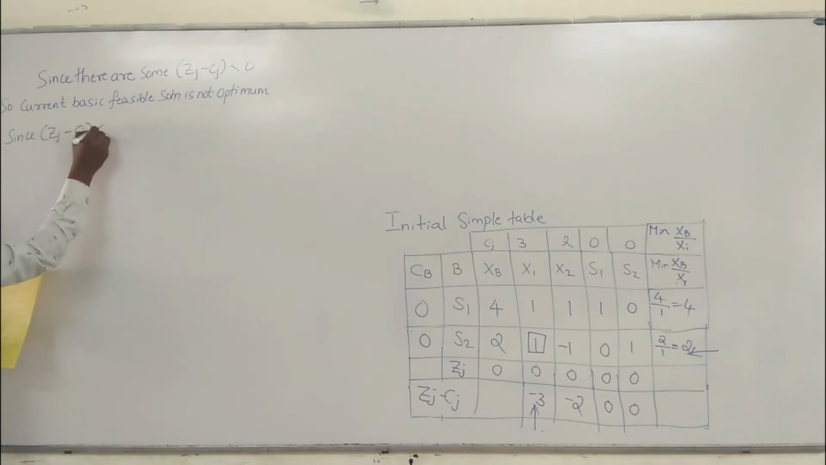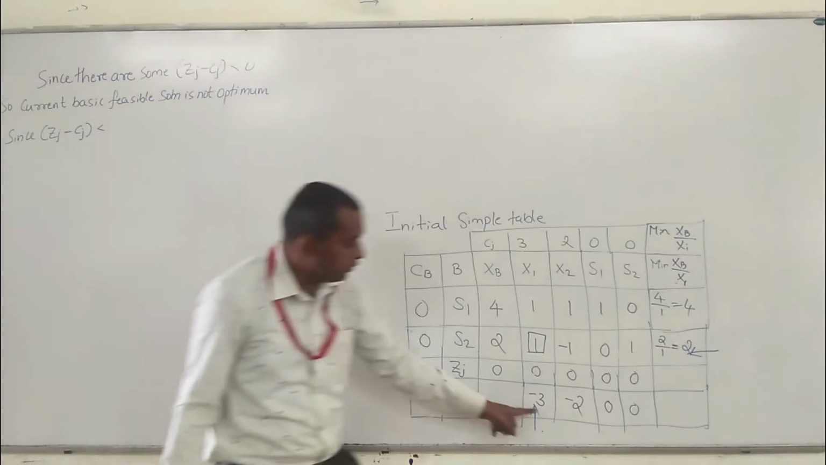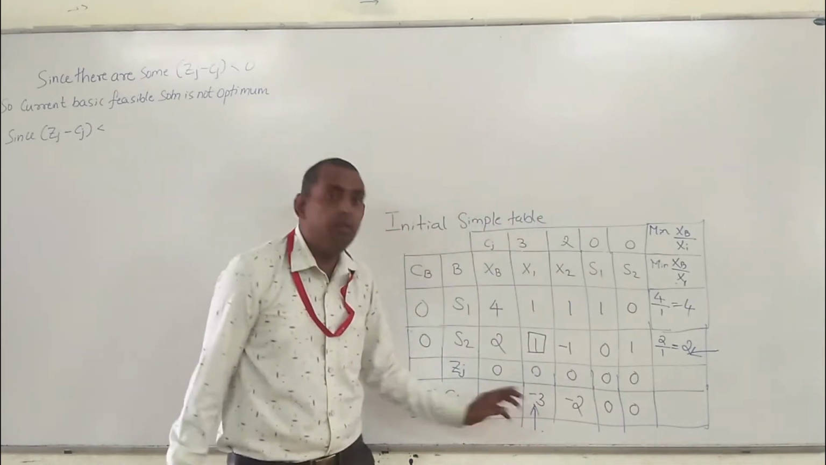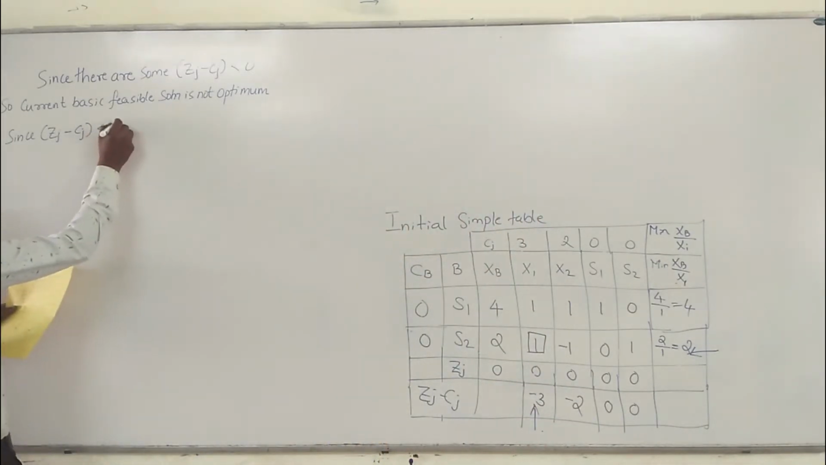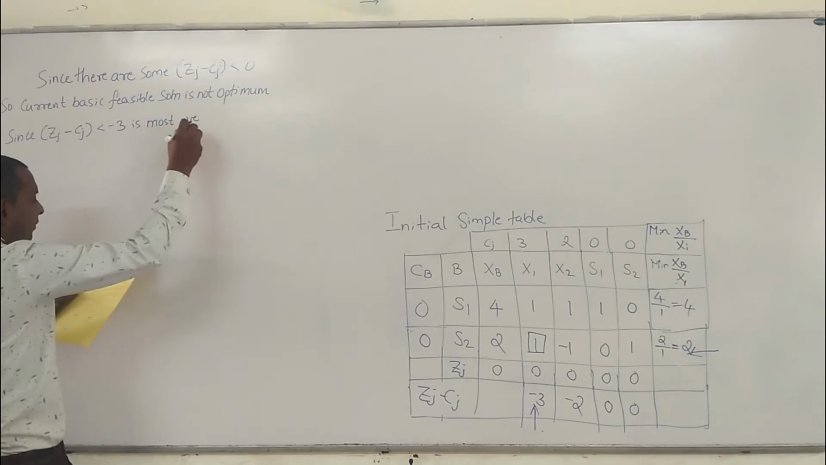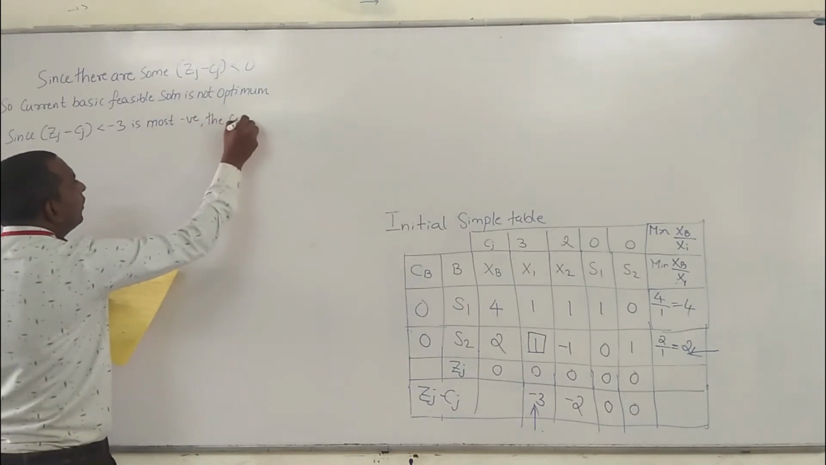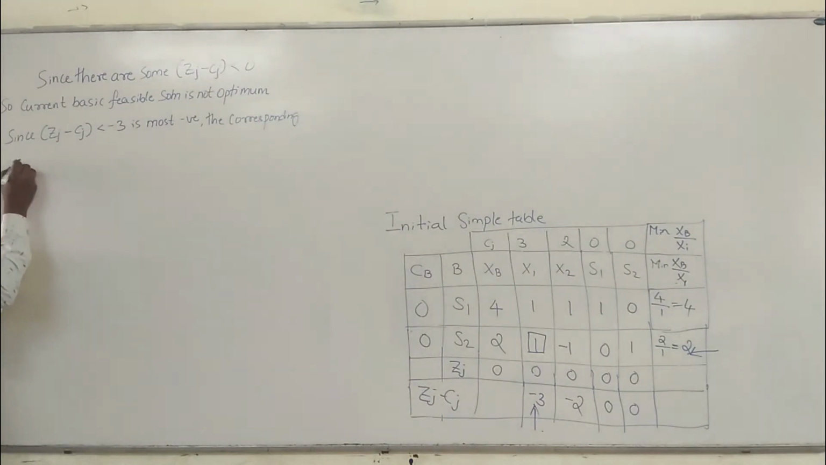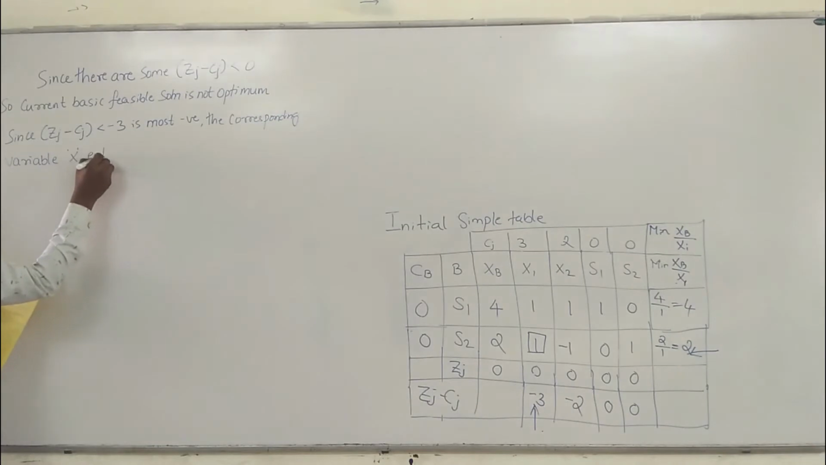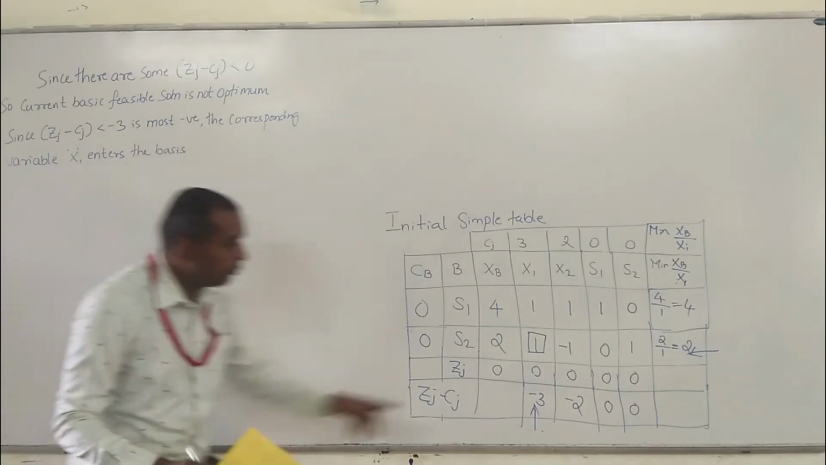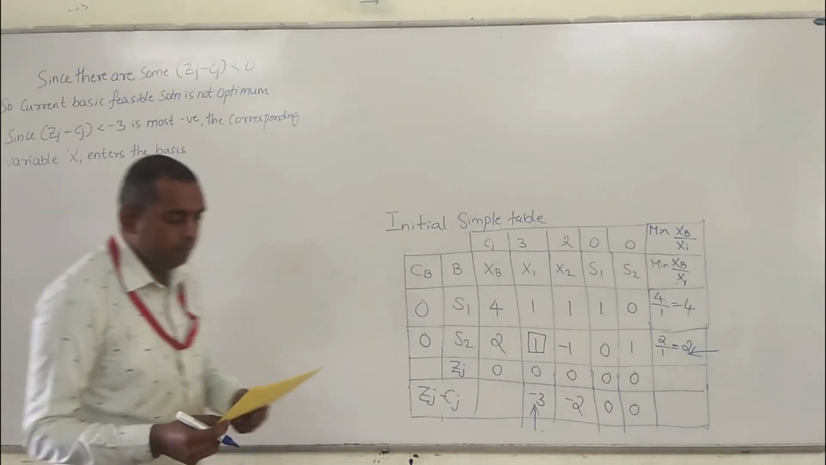Since Zj minus Cj is less than 0 for these two values, you have to choose according to the algorithm, the most negative value. Fine. The most negative is this one. So the corresponding variable x1 enters the basis.